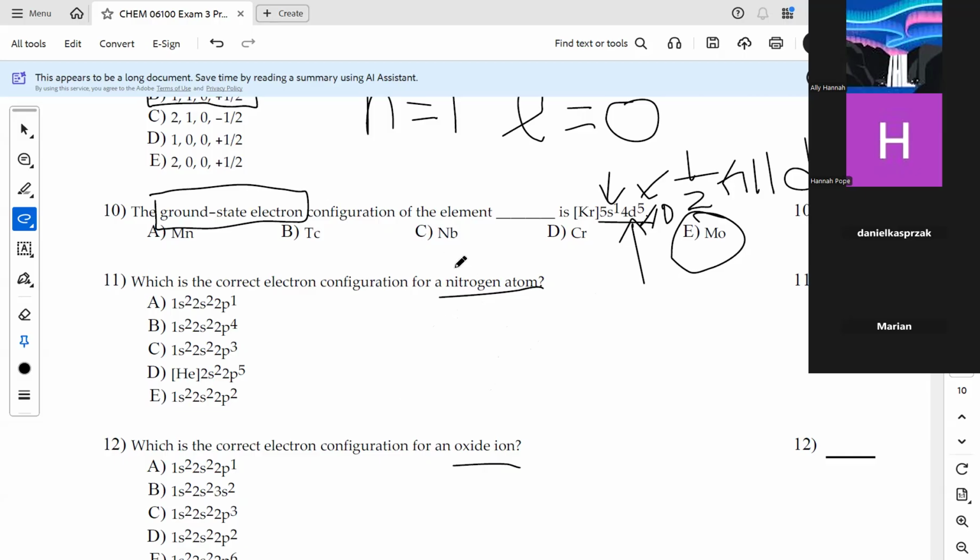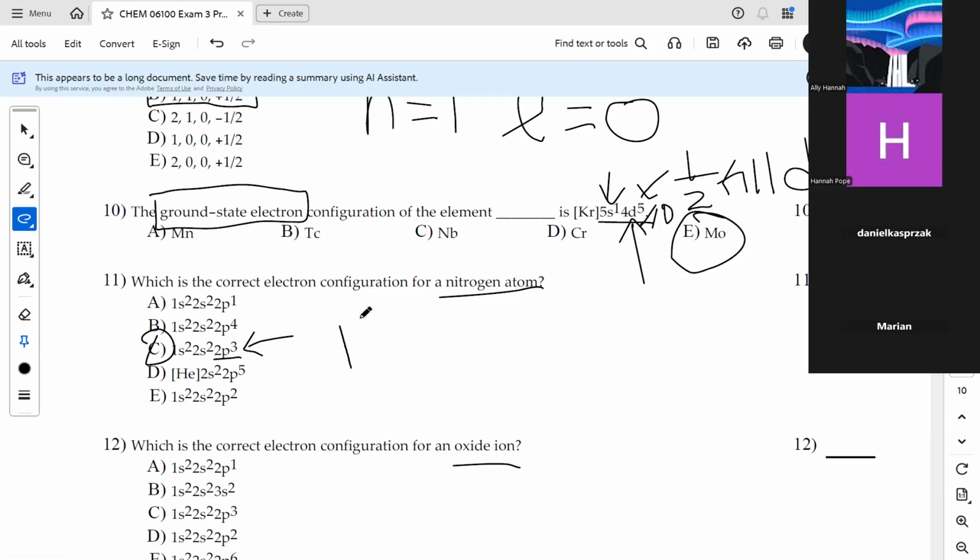So using our periodic table, we would go over to where nitrogen is, and we would expect to end with 2p3, right? Because we are in group 5. And we can see that in our second shell here, we do indeed have 5 valence electrons. So this would be answer choice C for number 11.